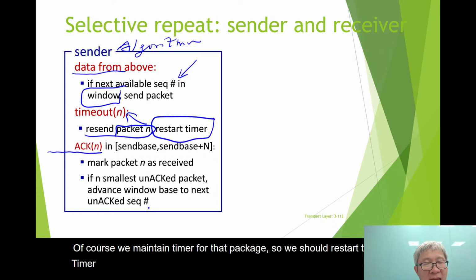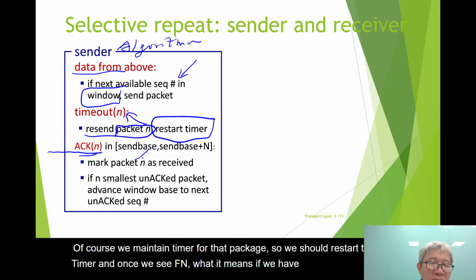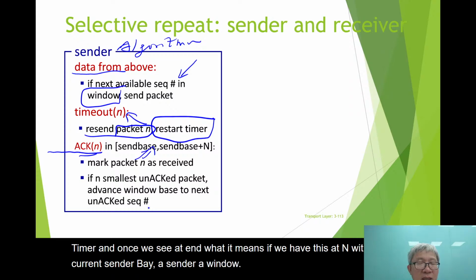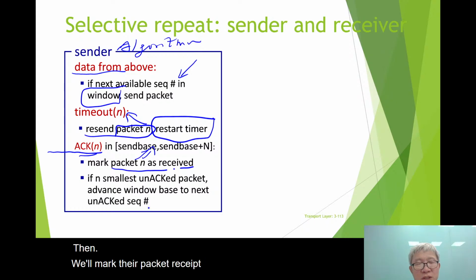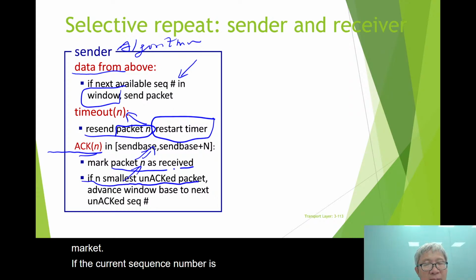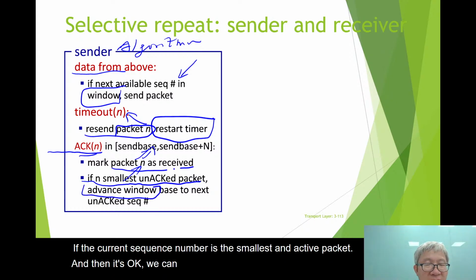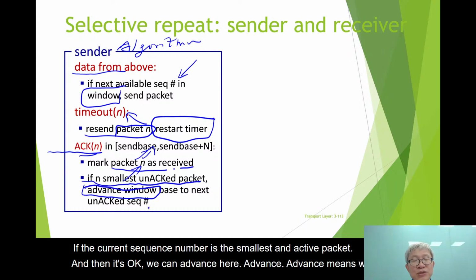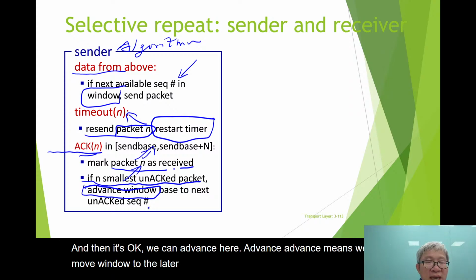And once we see ACK N, what does it mean? If we have this ACK N within the current sender window, then we mark that packet as received, because it may not be in order. If the current sequence number is the smallest unACKed packet, then it's okay, we can advance. Advance means we can move the window to a later position, so we can advance the window base to the next.